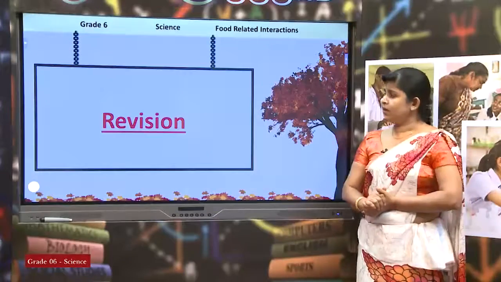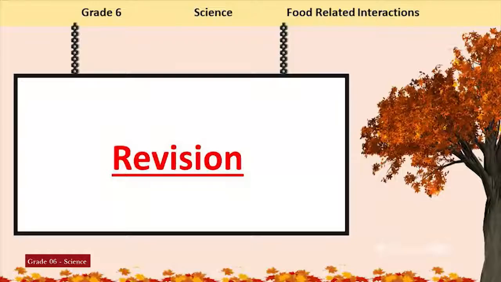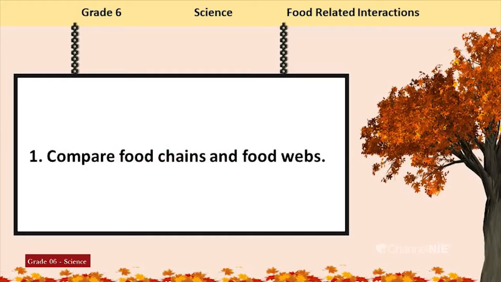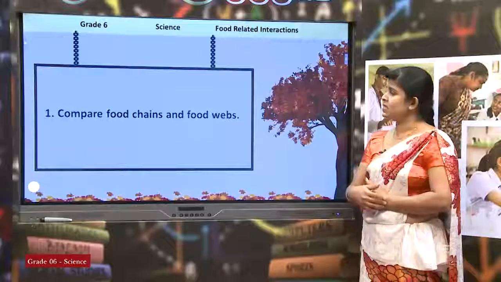Right. Now, I want to assess whether you learned what I taught you. So, I am going to do a little revision for that. My question is, compare food chains and food webs. You already know that the food chain is a linear sequence. The food chains are connected with each other to form food webs. This is the answer.